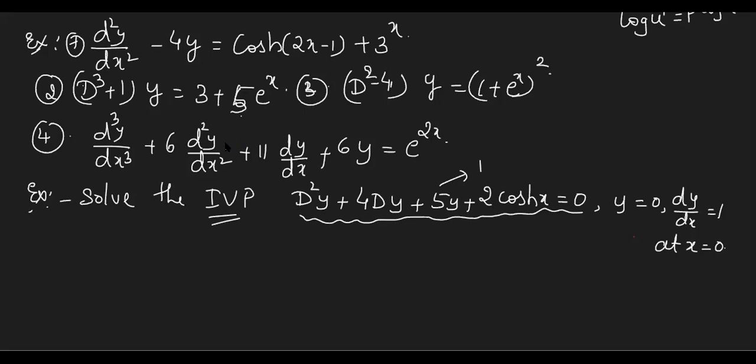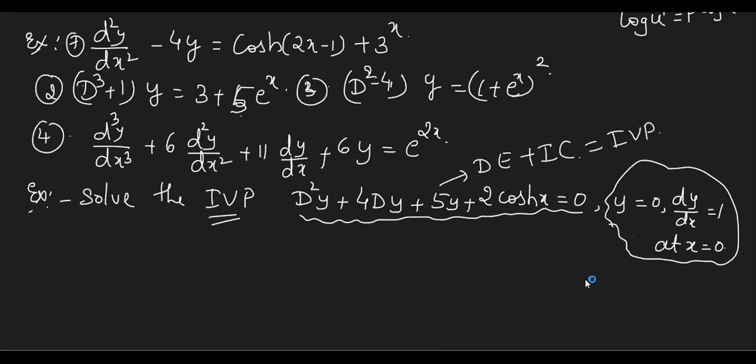So this is a differential equation. Whenever only a differential equation is given, we know how to solve it. What are these? These are some conditions, no? Y equal to 0, dy by dx is 1 at x equal to 0. This is called some condition. So if a differential equation is given along with some initial condition, that is called an initial value problem. Understood? Only this much is enough for you.